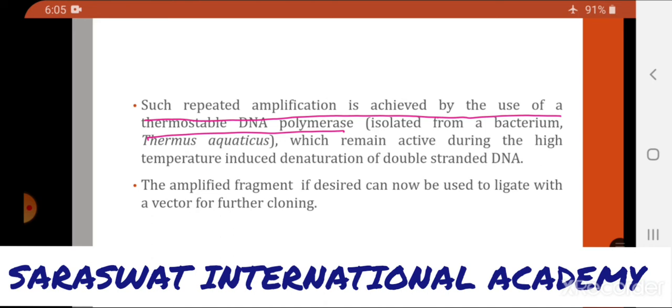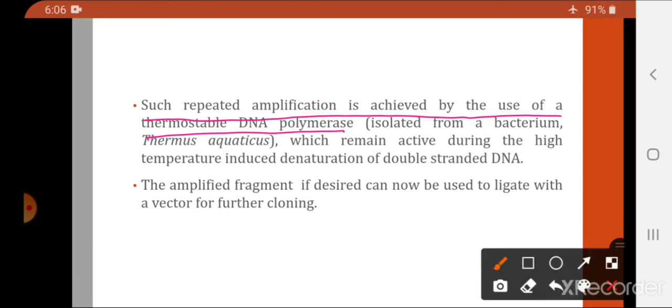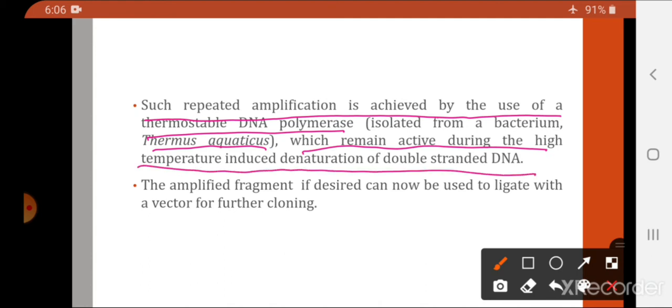And basically जो enzyme DNA polymerase PCR के लिए use होती है, that has been isolated from a bacteria called as the Thermus aquaticus. The DNA polymerase used in the PCR reaction is extracted from the bacteria called as Thermus aquaticus, which remains active during the high temperature induced denaturation of the double stranded DNA.